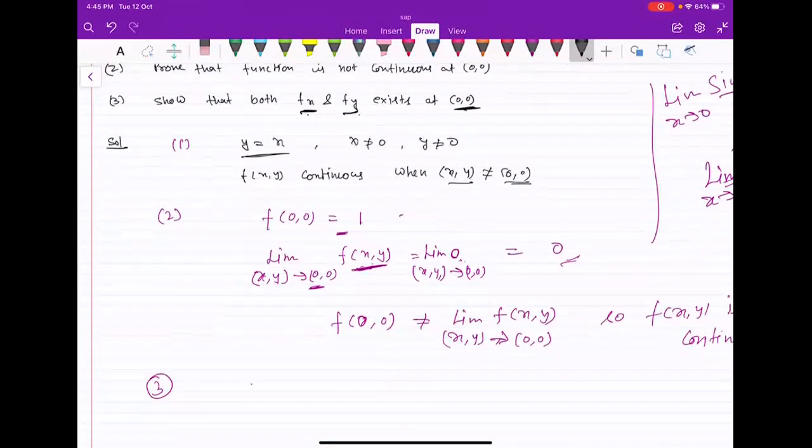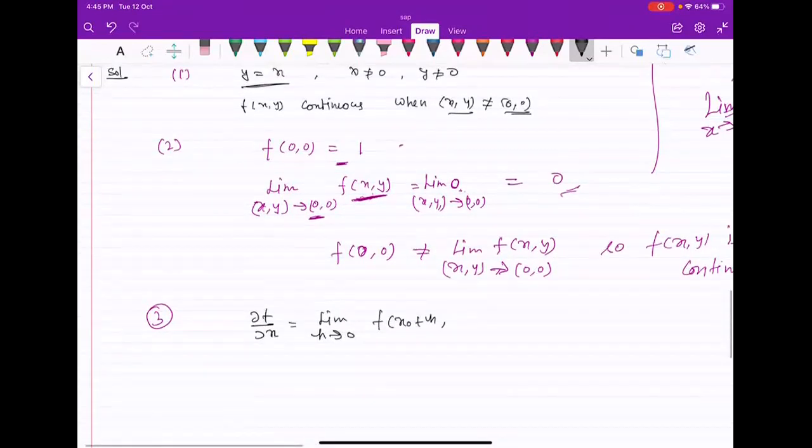So del f over del x is the limit as h tends to 0 of f of (x0 plus h). So x0 and y0 is what? That is the point where we have to compute these derivatives. Okay, just a minute, I have to write.